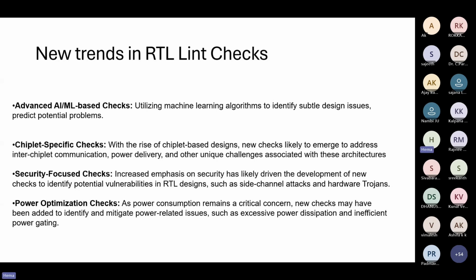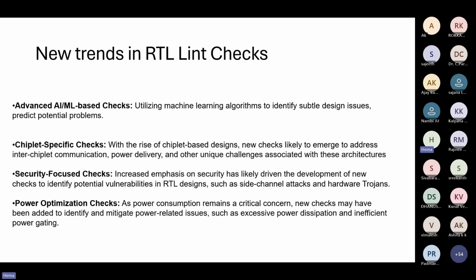from the architecture side would be the chiplet specific checks, because there's a rise in chiplet based designs. So new checks are likely to emerge, especially with UCIe based inter-chiplet communication, especially on power delivery and challenges associated with these architectures. So if you see the trends, the lint checks are pushed to the left, that is on the architecture side. So the chiplet specification is one example. And other would be security focused checks.